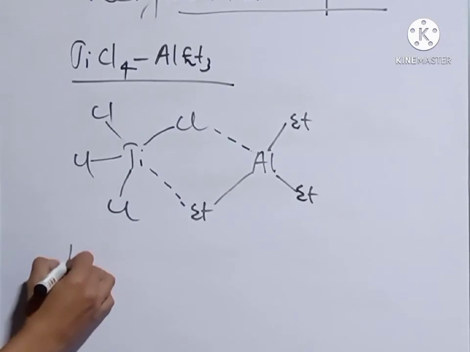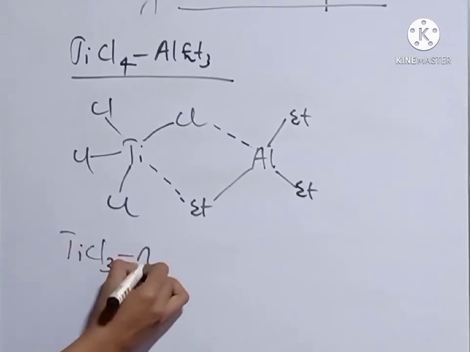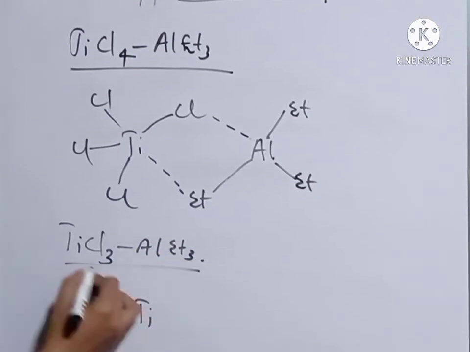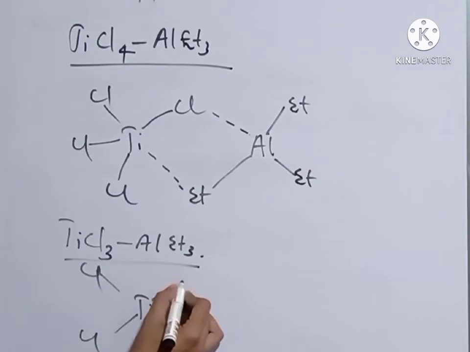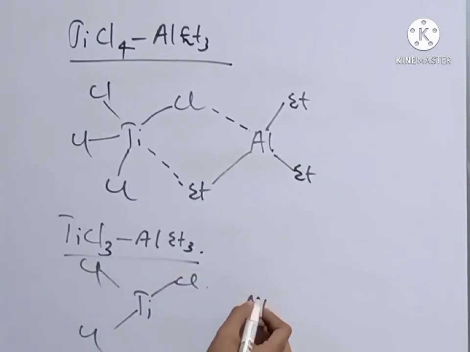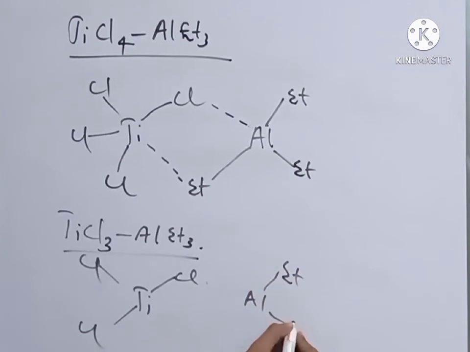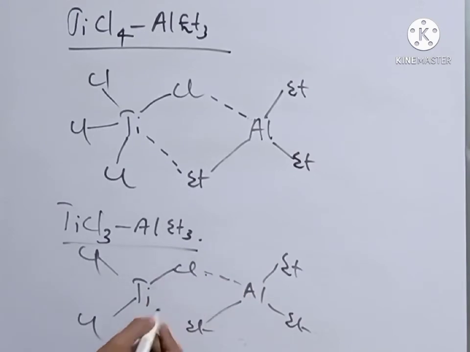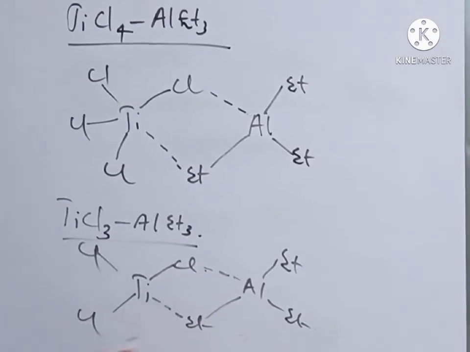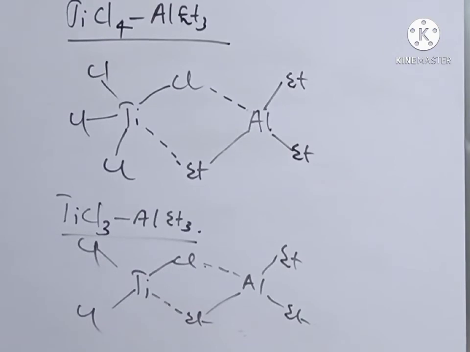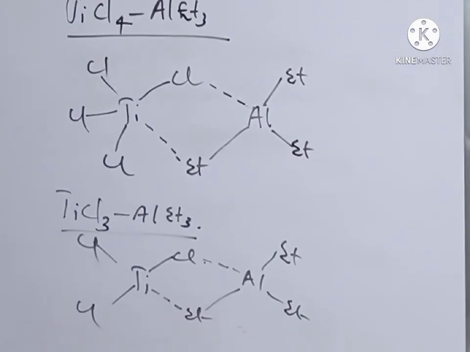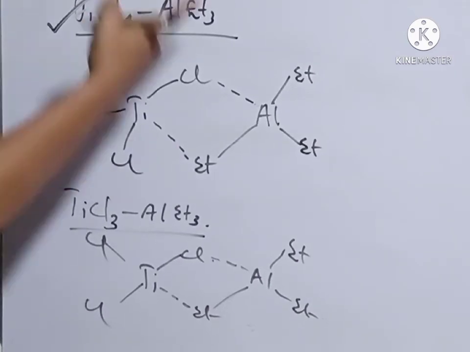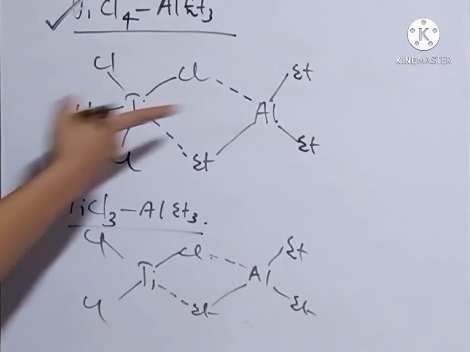Then the structure of TiCl3 AlEt thrice will be like this: titanium, 2 Cl groups, then 1 Cl group here, aluminium, 3 Et groups are there, and partial bond between chlorine and aluminium, and in between titanium and ethyl group. So this is the structure of the Ziegler-Natta catalyst. Here we are going to discuss the mechanism of Ziegler-Natta polymerization by using this one.